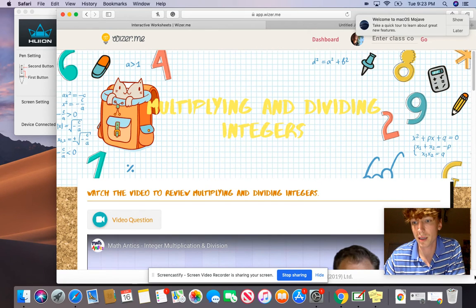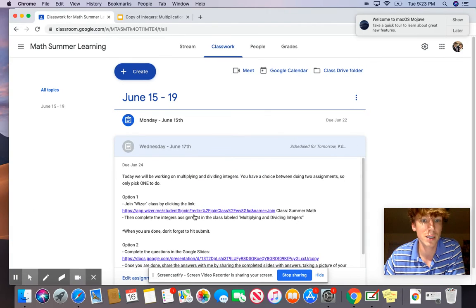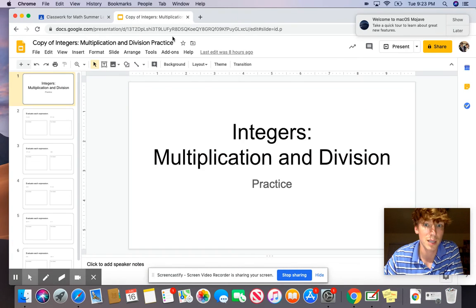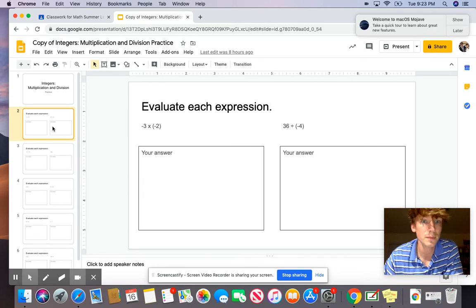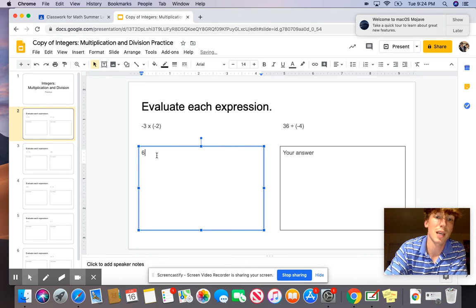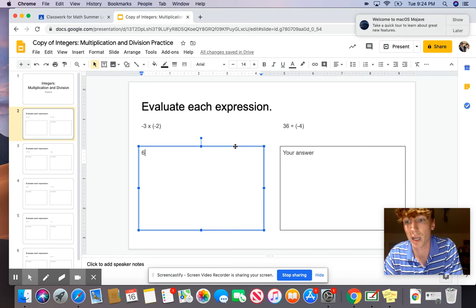Let's go ahead and take a look at the PowerPoint. If you choose option 2, when you click on it, it'll take you to this right here. Remember to click make a copy. Evaluate each expression. That just means solve it. Okay. So the signs right here are the same. It's going to be positive. It's going to be positive what? 3 times 2 is 6. We're done with that one.